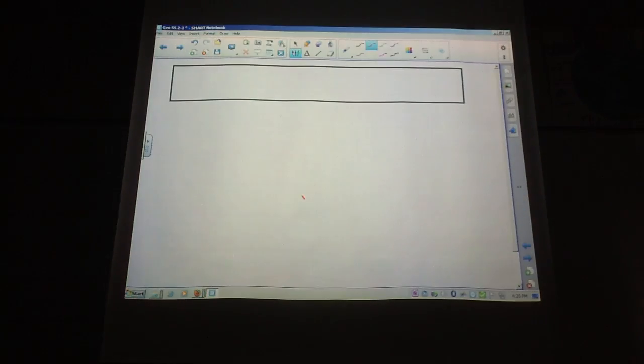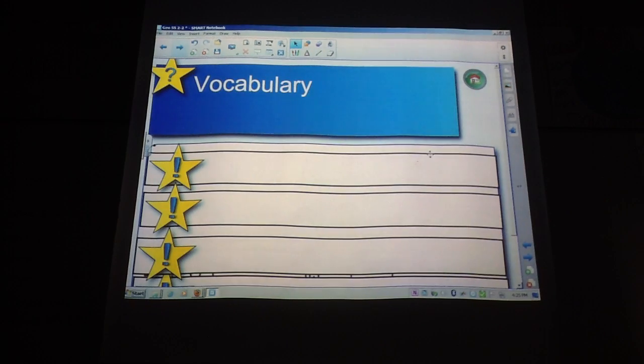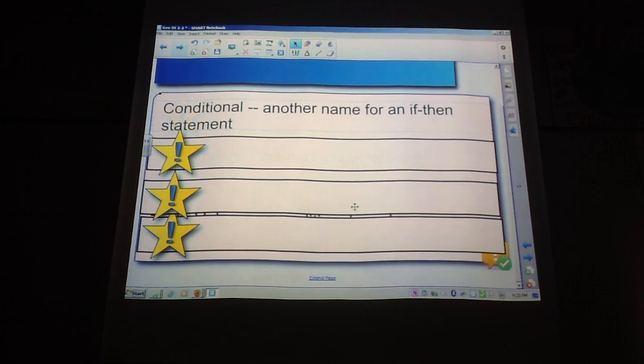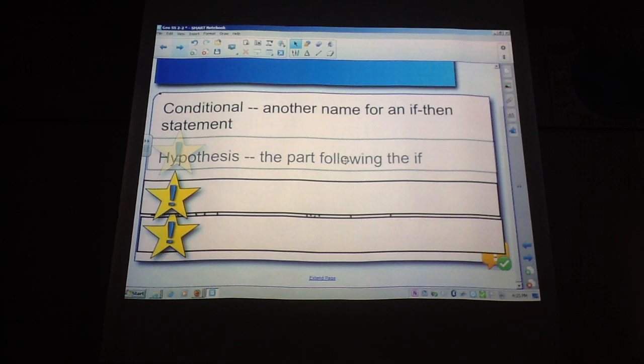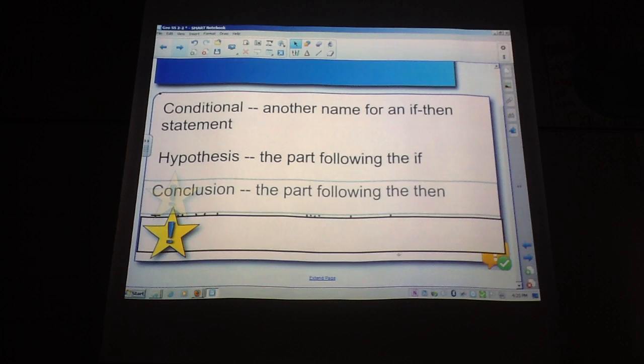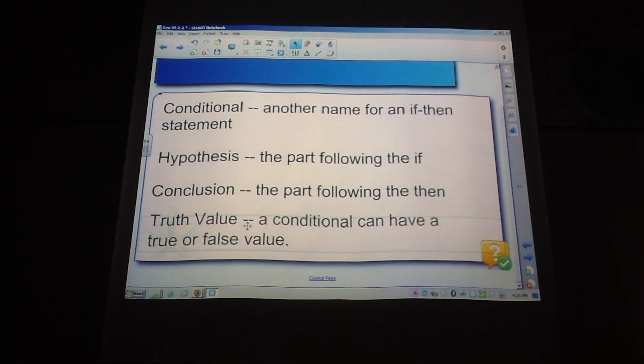Alright, let's move on. A regular class would do these problems at this time. We're going to go ahead and recap some vocabulary here. So conditional is just another name for an if-then statement. Hypothesis is the part that follows the if. Conclusion is the part that follows the then. And now we're going to talk about truth value. A conditional can have a true or false truth value, which means that it can be true or the statement could be false.